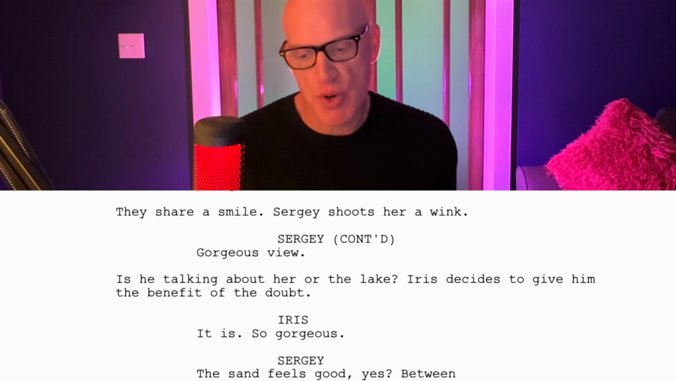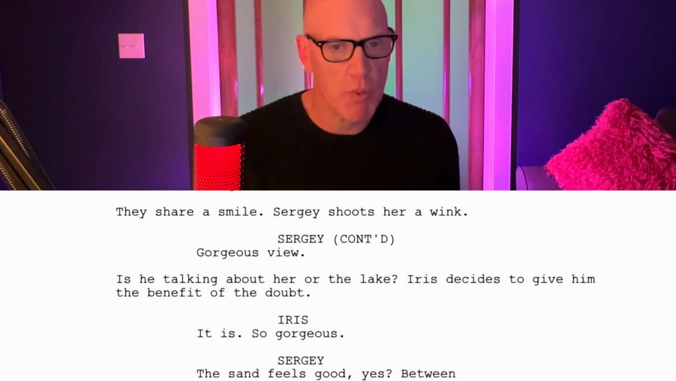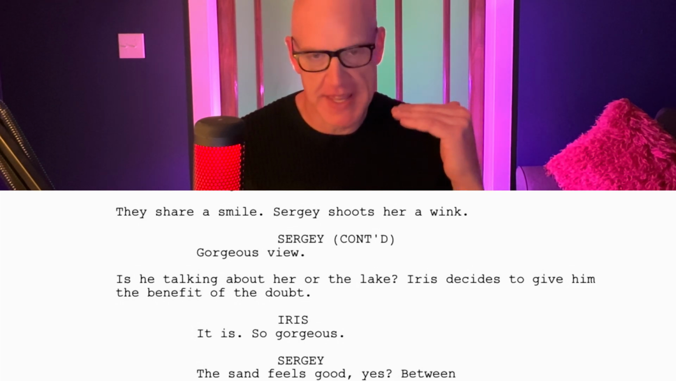He does this a dozen or more times in the screenplay, just breaking away from that normal voice of the action lines. A lot of other screenwriters probably would have just delivered that straight, where Sergey delivers his line, then maybe you give her a beat, or she stares at the lake so that you know she's thinking something, and then she says her line, which is, it is so gorgeous, brushing him off.